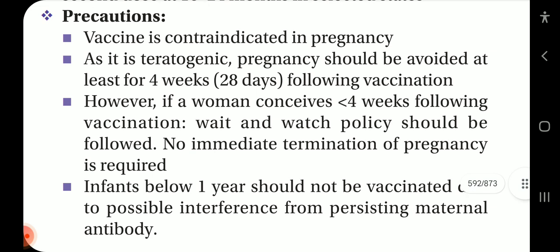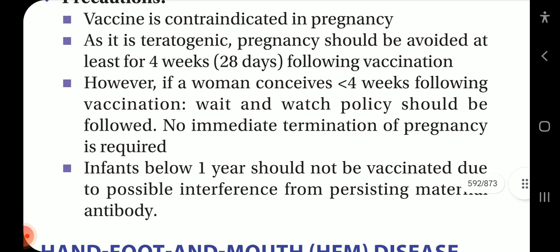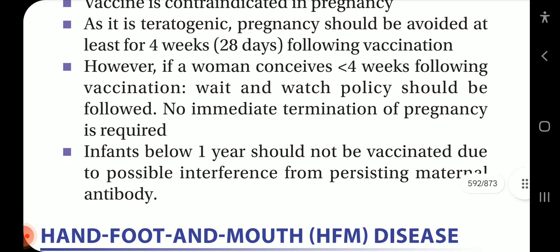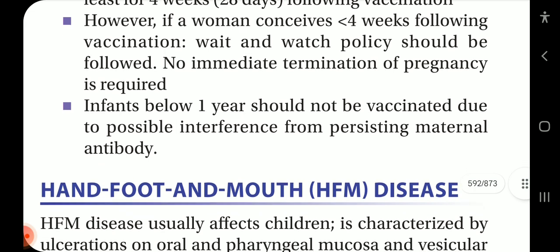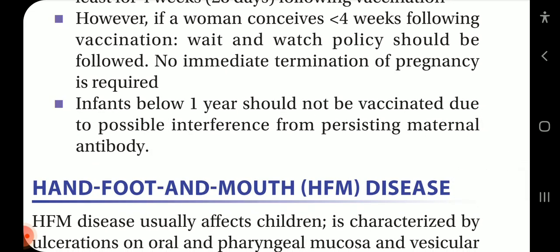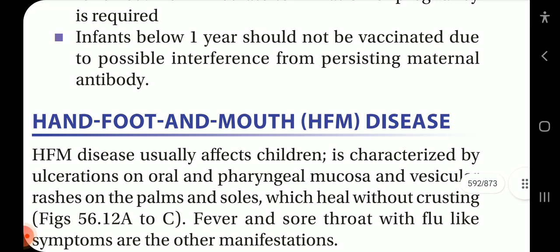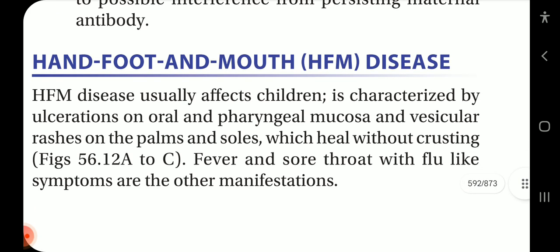Precautions: the vaccine is contraindicated in pregnancy as it is teratogenic. Pregnancy should be avoided for at least 4 weeks, 28 days, following vaccination. However, if a woman conceives less than 4 weeks following vaccination, a wait and watch policy should be followed. No immediate termination of pregnancy is required. Infants below 1 year should not be vaccinated due to the possible interference from persisting maternal antibody.